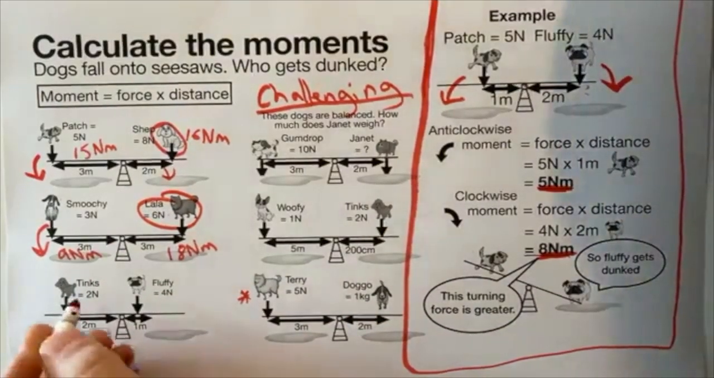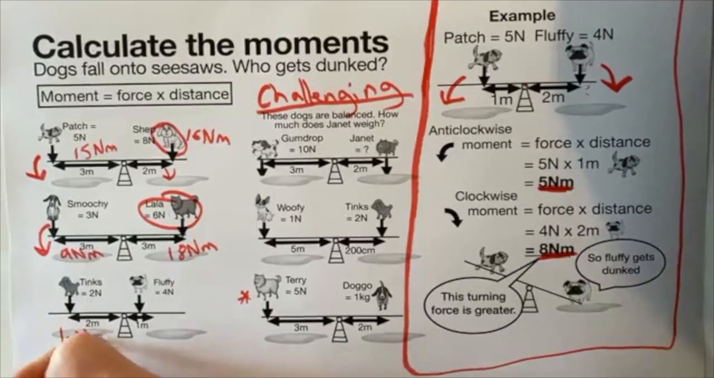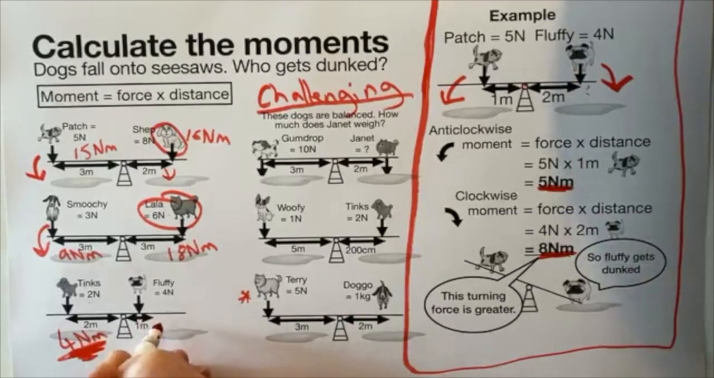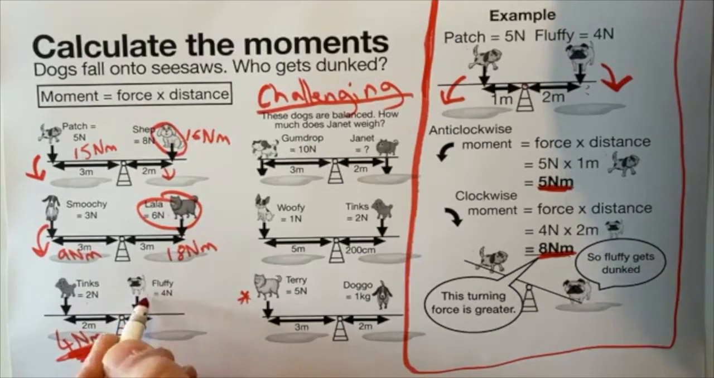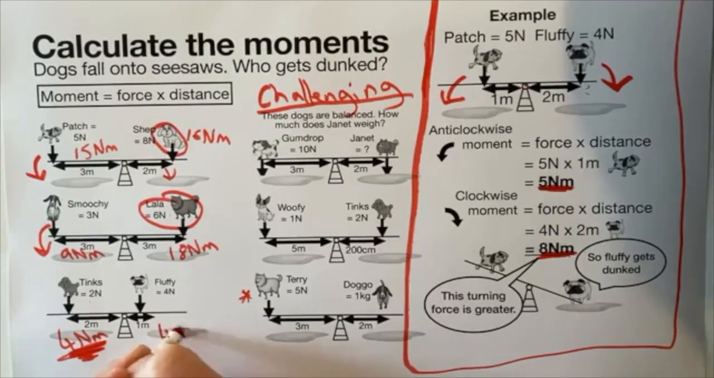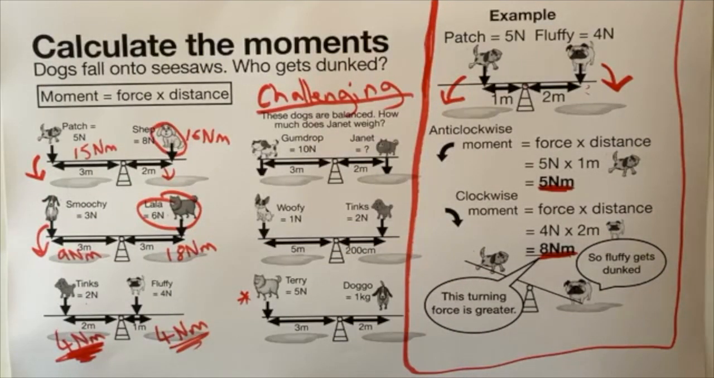Tinks and Fluffy. Tinks, 2 times 2 is 4. Are you putting in your units? If you didn't put your units in, if you were just like, oh, I know, easily, put your units in. Fluffy is 1 times 4, which is also 4. So yes, well done if you spotted neither of those guys are getting dunked. They're perfectly balanced.